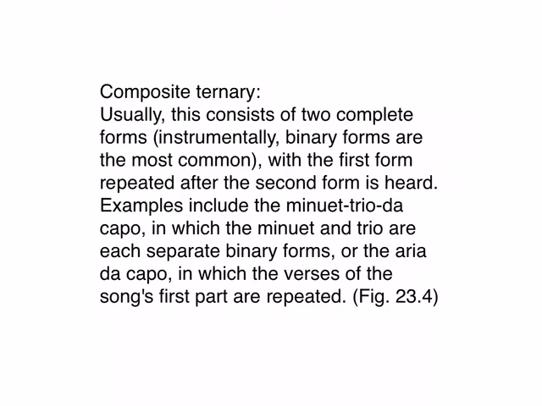A larger form, a composite ternary, consists of two complete forms, usually instrumentally binary forms, or in an aria da capo, verse structures, strophic structures, with the first form repeated after the second form is heard. These examples include the minuet trio da capo, in which the minuet and the trio are each separate binary forms, or vocally the aria da capo, in which the verses of the song's first part are repeated. We'll cover these in class.